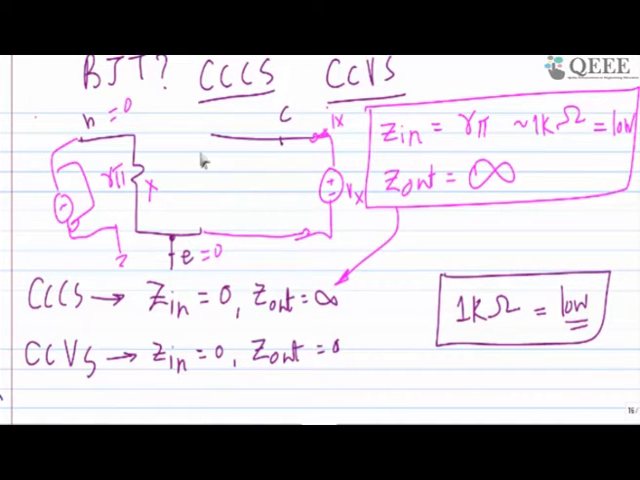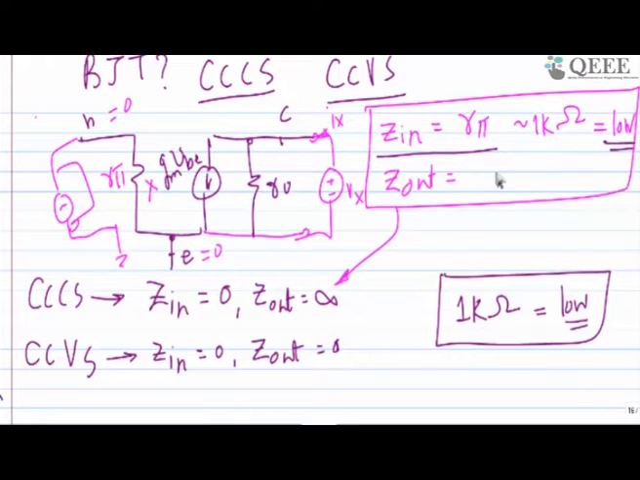Let's draw the actual small signal model, which is GMVBE with R0 also in parallel. On the input side, no doubt I am going to see only RPi, which is low. There is no problem. But if I am looking at output impedance, what am I going to see? Now I am not going to see infinity. This is 0, this is 0, and this one is also 0. So this is open circuit.